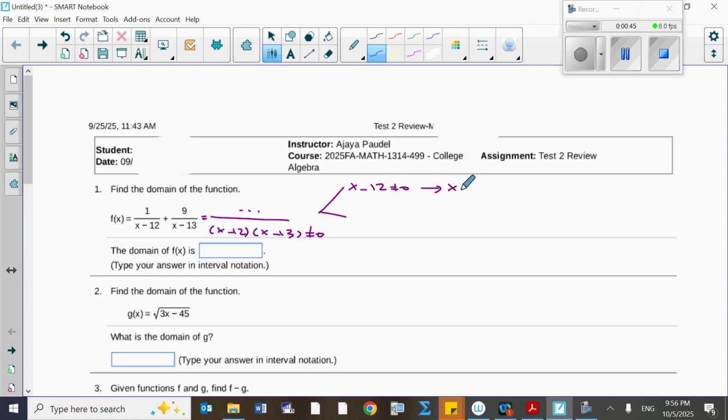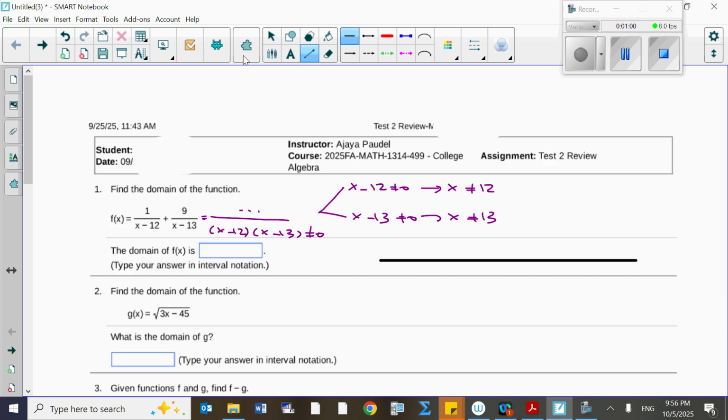So that means x should be not equal to 12. And the other one, x minus 13, so x is not equal to 13. So we have two x values that are not in the domain. Let me show that on the number line. Let's say this is 0, this is 12, and this is 13. These two numbers, 12 and 13, are not in the domain.